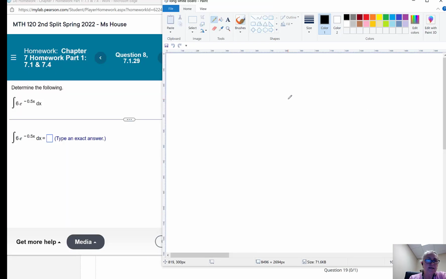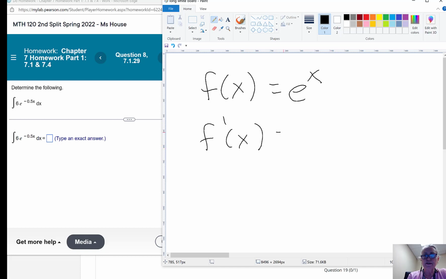Okay, number 8 has an e to the x in it. So let's review. If a function is e to the x, its derivative, f prime of x, is e to the x.